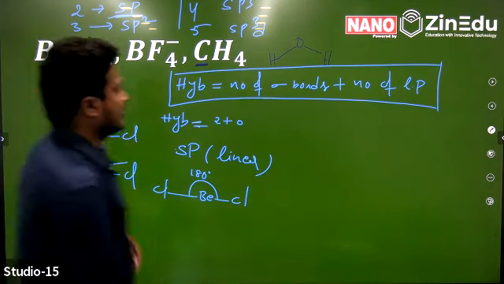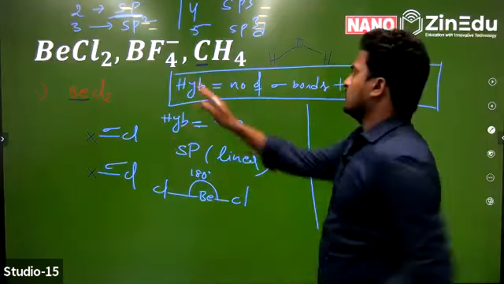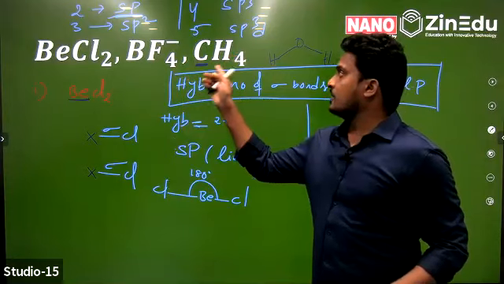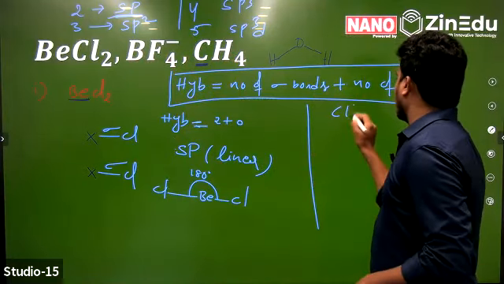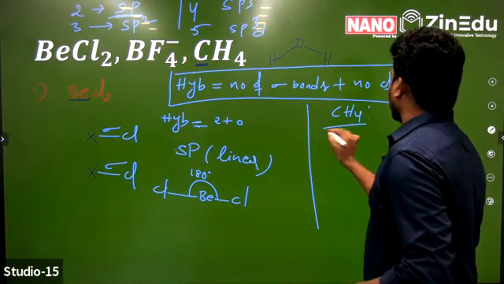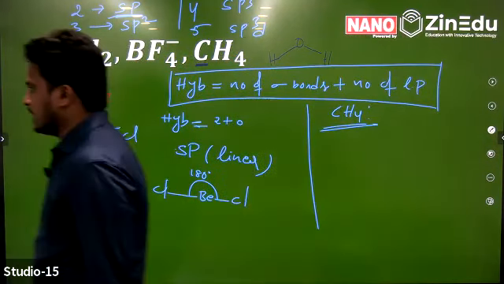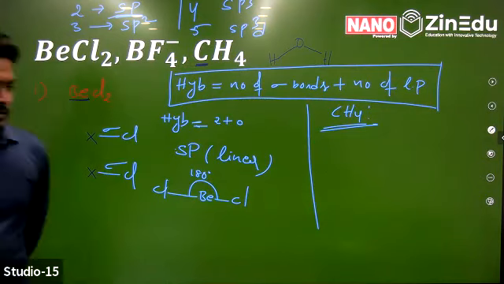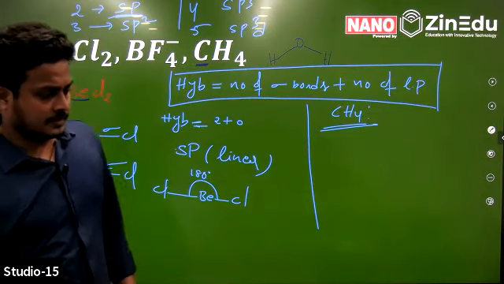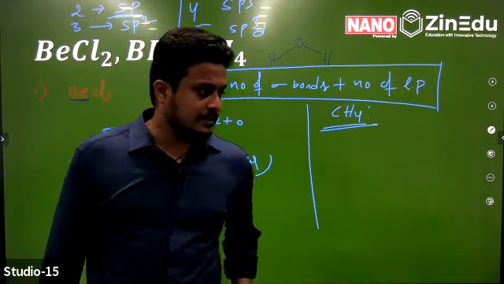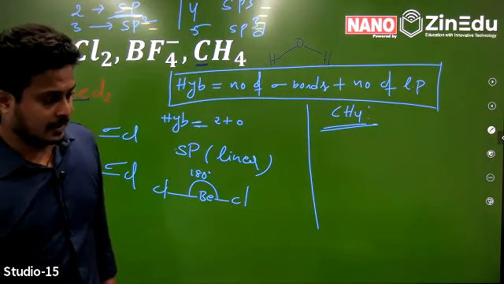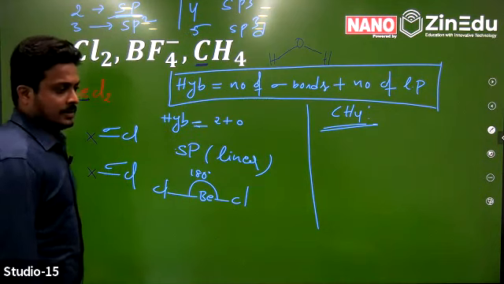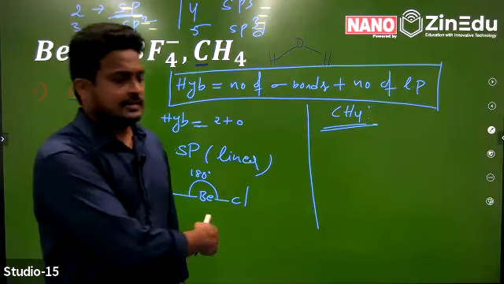Now after completion of CH4 we will go through BF4 minus. Now tell me about CH4. In CH4 what is the central atom? Carbon is the central atom. Very good. Carbon belongs to which group? Fourth group. Fourth A group element. So how many valence electrons are there in carbon?